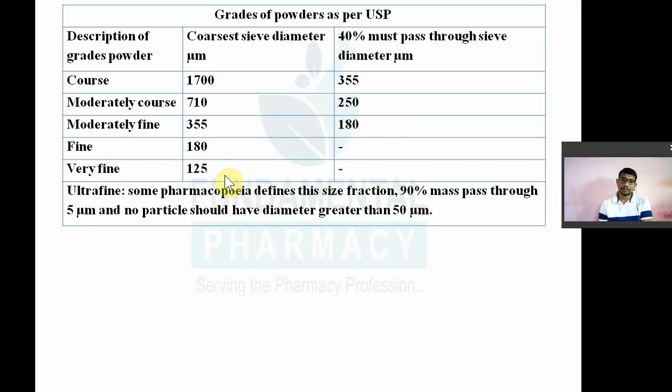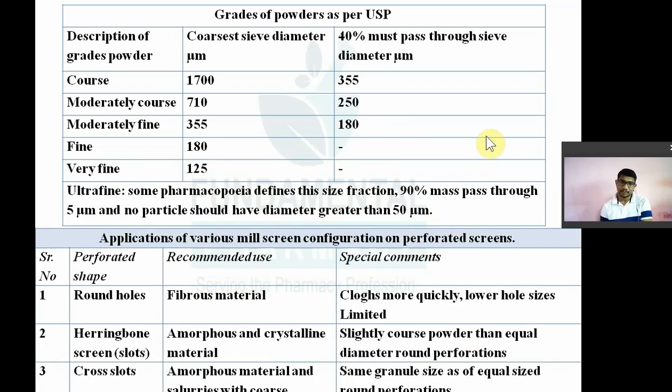Very fine means all particles must pass through a 125 sieve. Ultra fine powder: the pharmacopoeia defines this size fraction as 90% of mass must pass through 5 micron, and no particle should have a diameter greater than 50 micron. That is nothing but the ultra fine powder. We'll see next the application of various mesh screen configurations on perforated screens.